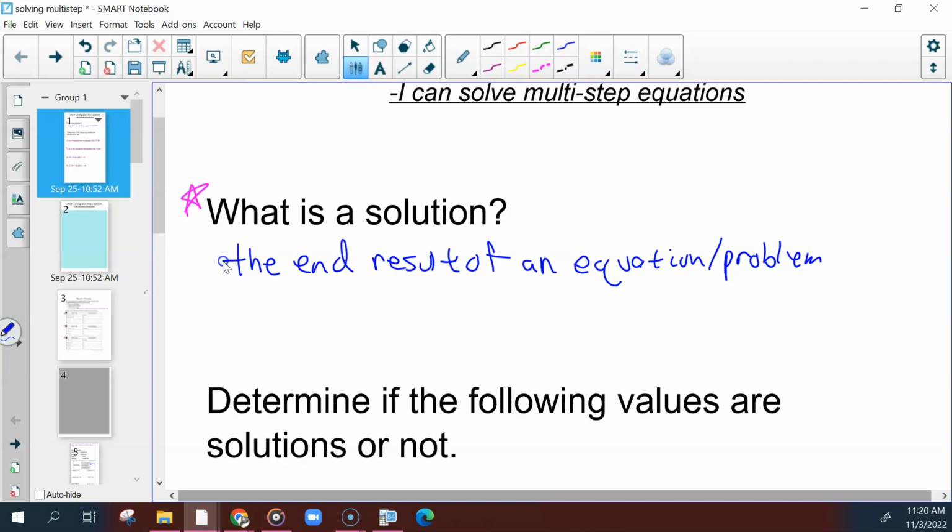This next section, we're going to be given equations, given solutions, and we have to determine, are they solutions or not? Is anyone still writing this part down?